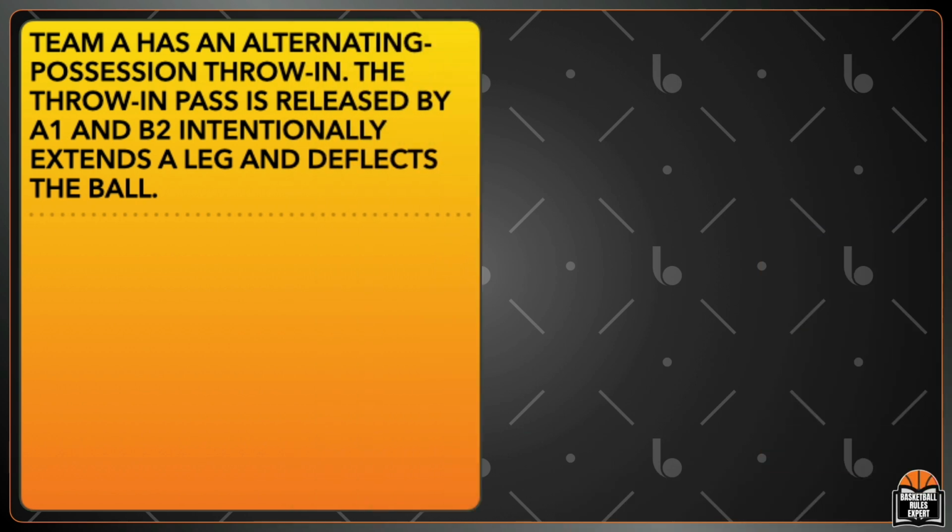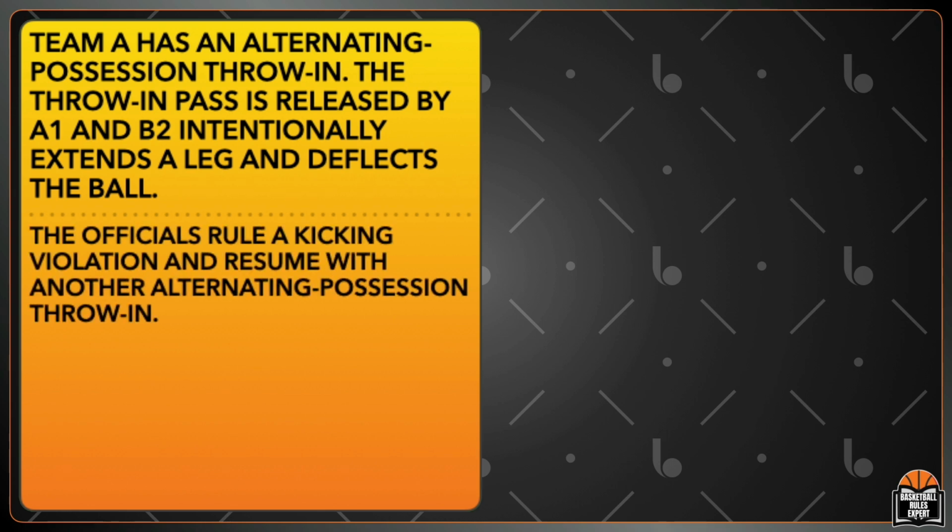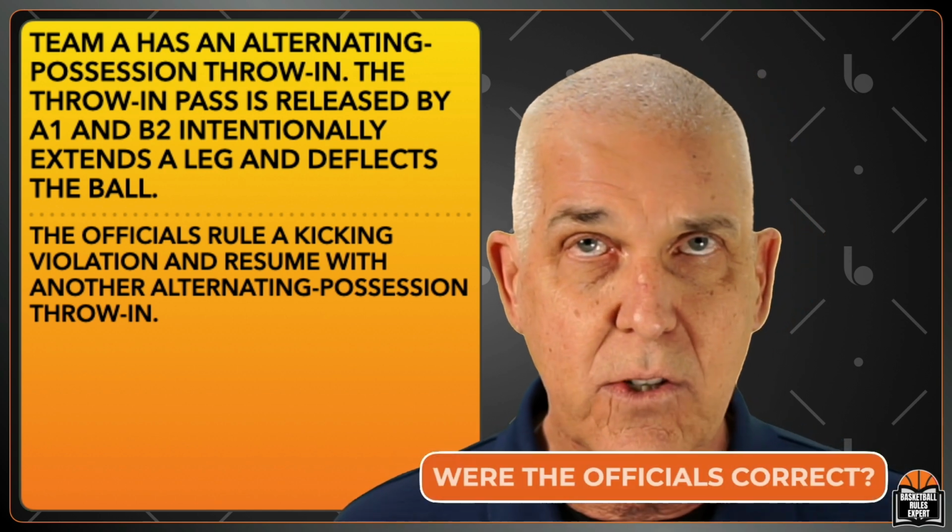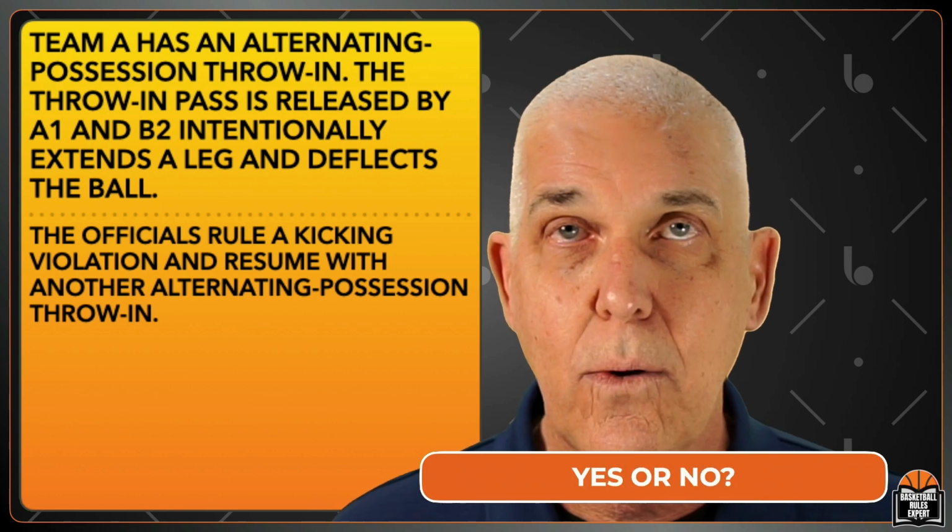All right. For many, this is the favorite part of the show, our final rules question. Team A has an alternating possession throw-in. The throw-in pass is released by A1 and B2 intentionally extends a leg and deflects the ball. The officials rule a kicking violation and resume with another alternating possession throw-in. Were the officials correct? Yes or no?